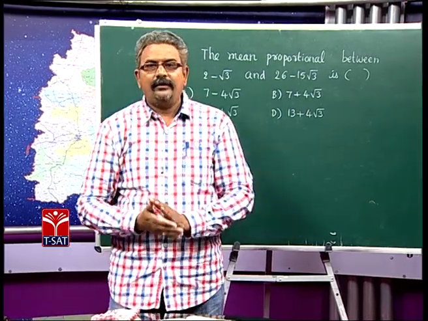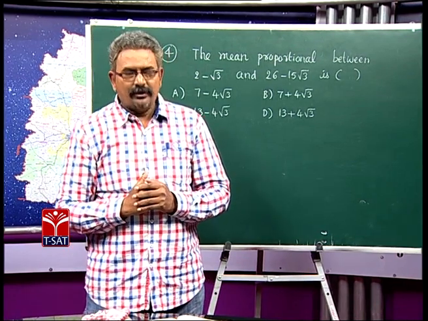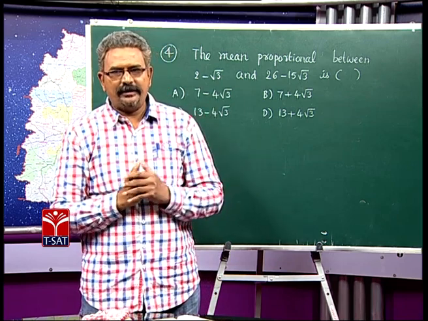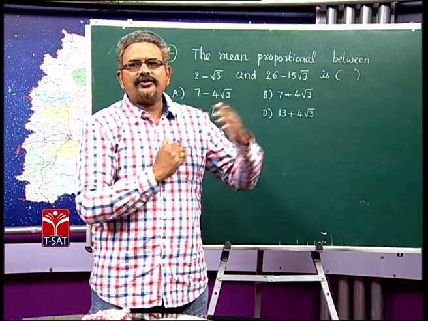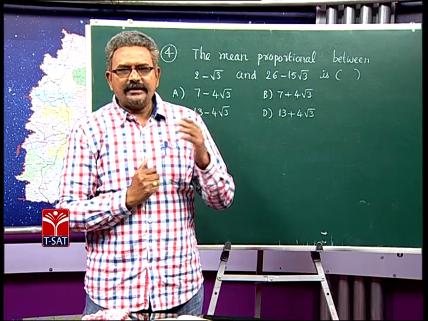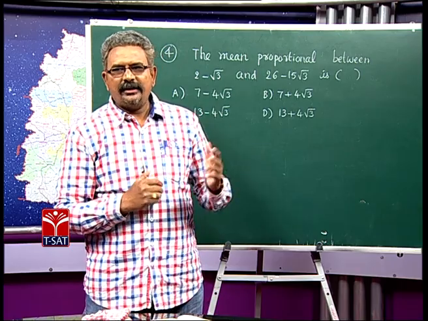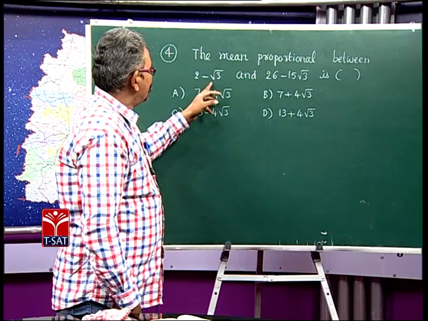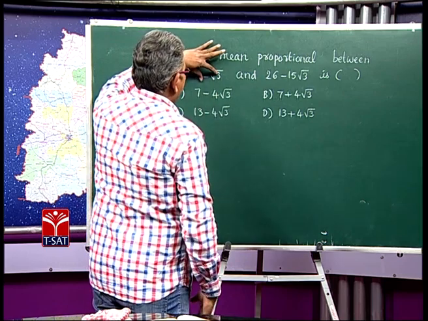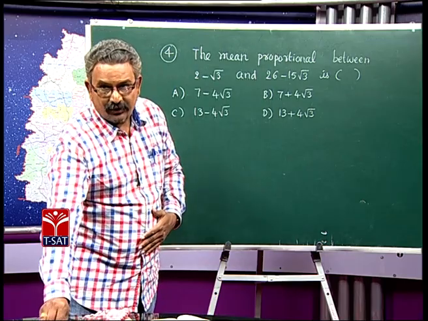First, let us know the concept of mean proportional. What is meant by the mean proportional between two positive numbers, say A and B? It is similar to the geometric mean between two positive numbers A and B. What is the geometric mean between A and B? That is root over AB. Similarly, the mean proportional between 2 minus root 3 and 26 minus 15 root 3 is root of 2 minus root 3 into 26 minus 15 root 3.